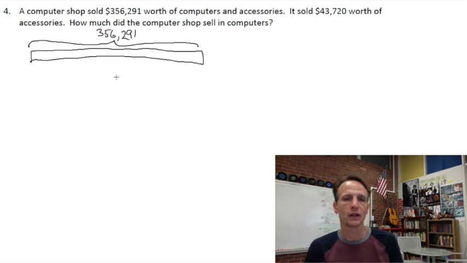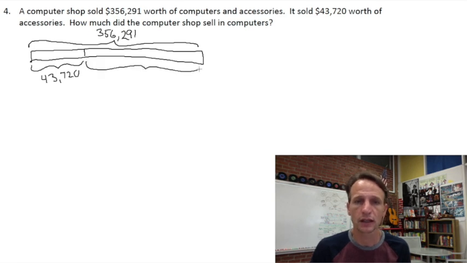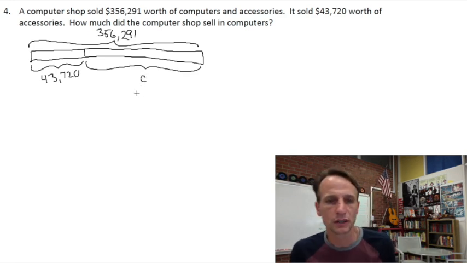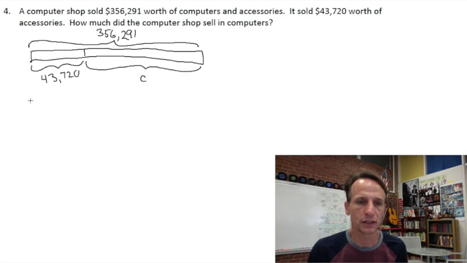$356,291. Okay, so now we know a portion of that, and we can tell by glancing at the size of these numbers that we're talking about the smaller portion here. This here is accessories. And we know that part is $43,720. And so what we're trying to find here is the amount of computers sold, the value of the computers, which we'll call C for computers. So you can see how we have the whole, we're going to take away the part to find the unknown part. So indeed, let's do that.